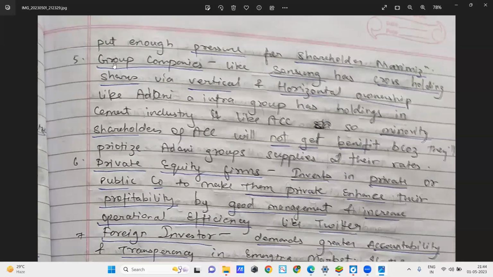Okay? So the next one is the group companies. This is related to mergers and acquisitions, like Samsung having cross-holding shares in vertical and horizontal ownership. Suppose Samsung is working in the mobile or phone industry. They have cross-holdings in a company which is making chips. Here we have taken the example of the Adani Infra Group. They are in need of cement all the time, so they have invested a huge amount of money in ACC, which is a cement company. It's a cross-holding of Adani in another company. The minority shareholders of ACC will not benefit because ACC will not try to maximize its own profit, but will try to sell its product at a cheaper rate to Adani Infra. So the shareholders of ACC will not be happy.